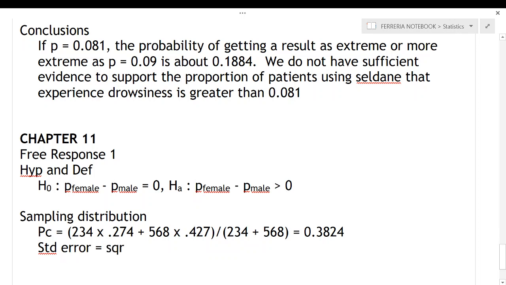Standard error is going to be equal to the square root of 0.3824 times 0.6176 divided by the first sample size, which is 234, plus 0.3824 times 0.6176 divided by 568.